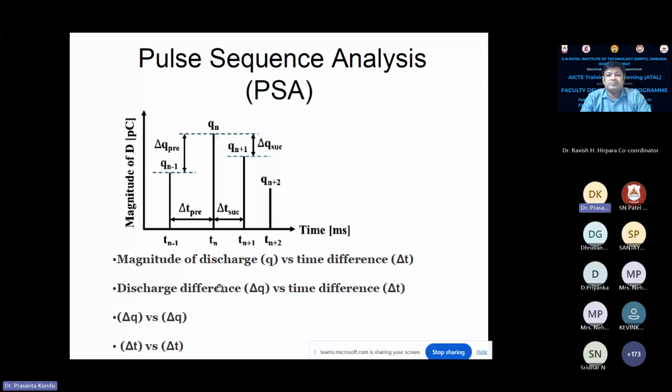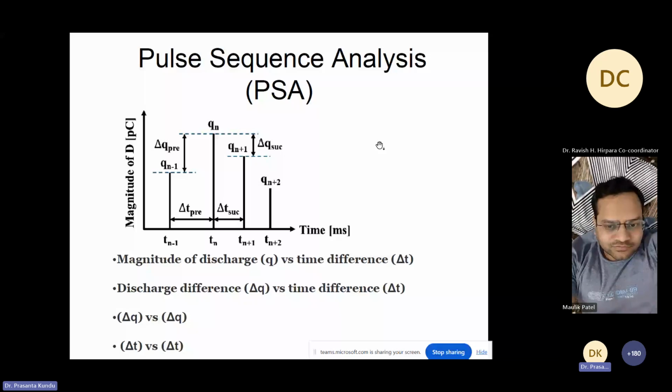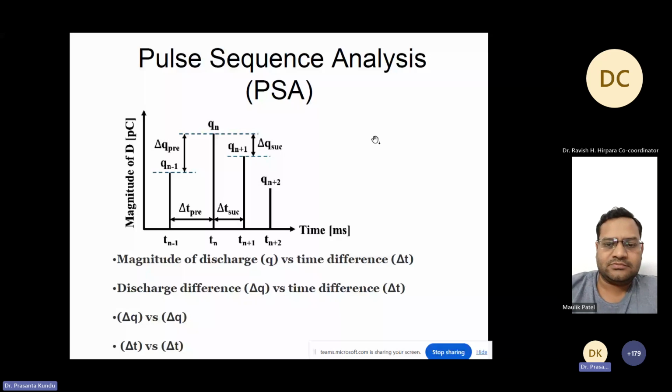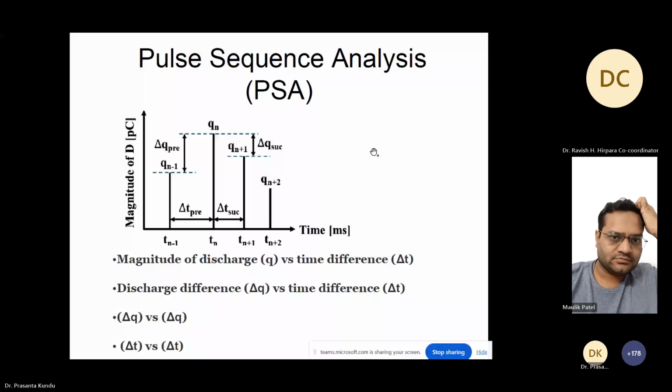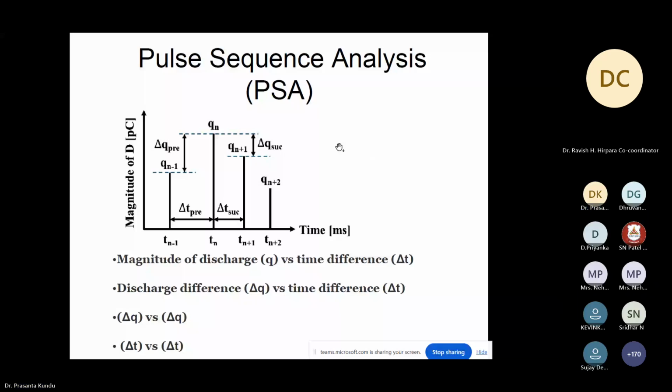The same reasons apply for the classification of partial discharges, whether the discharge is occurring at the surface, in a void, or as corona, or any other type of discharge, and to understand its severity. That's why pulse sequence analysis is done for HVDC cable or DC PD measurement. So what is this pulse sequence analysis? All the pulses are recorded, because there are no phases.